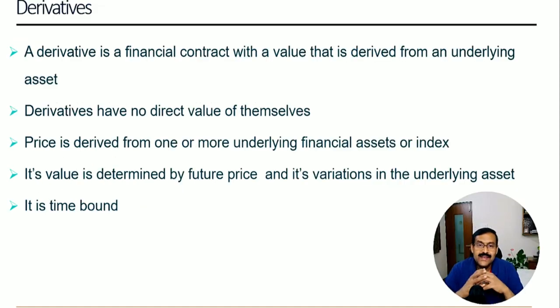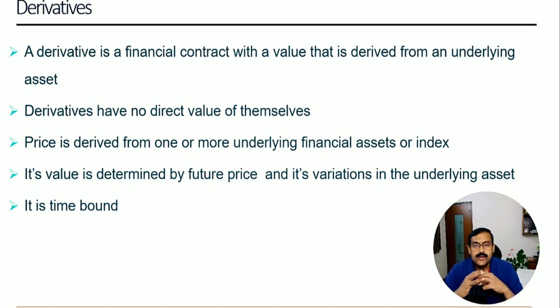Let us begin with derivatives. A derivative is a financial contract with a value that is derived from the underlying assets. The underlying asset can be a stock, a commodity, or even a currency. Derivatives do not have value by themselves. The price of the derivative is derived from one or more underlying assets.